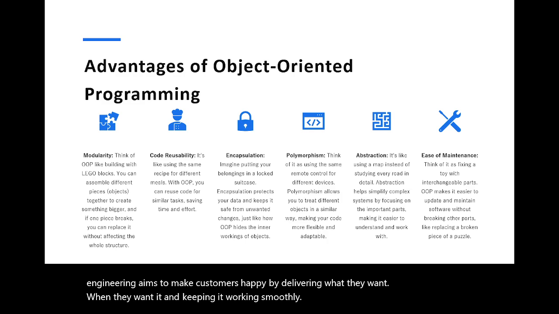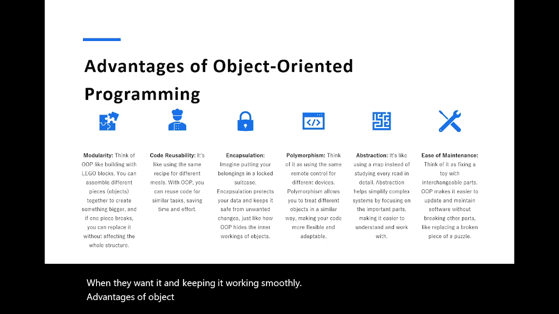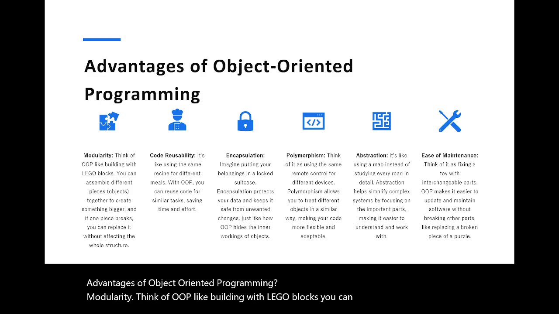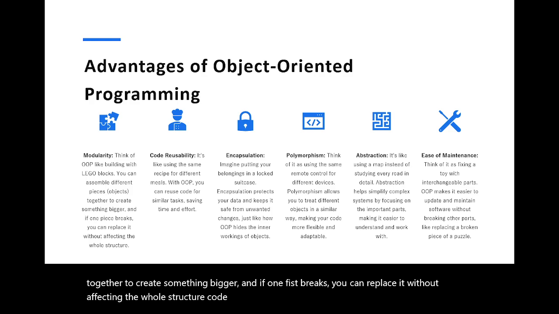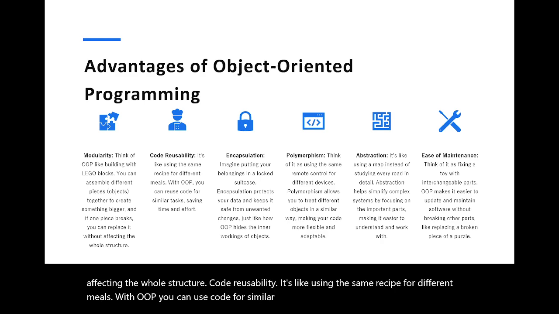Advantages of object oriented programming. Modularity, think of OOP like building with Lego blocks. You can assemble different pieces together to create something bigger. And if one piece breaks, you can replace it without affecting the whole structure. Code reusability. It's like using the same recipe for different meals. With OOP, you can reuse code for similar tasks, saving time and effort.